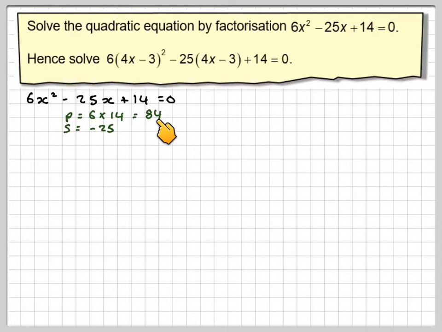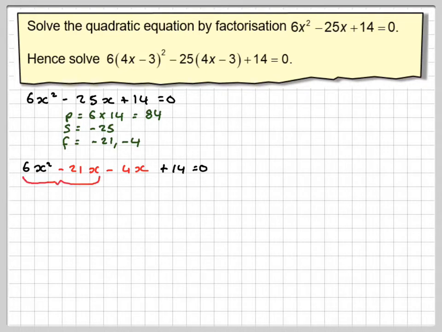Then we want two numbers. When we multiply them together, we get 84, and when we add them, we get minus 25. So after a bit of trial and improvement, you can come up with minus 21 and minus 4. Then we split the middle term up into minus 21x minus 4x plus 14 is equal to 0. We group the first two terms together, and then we try to factorise out a common factor.